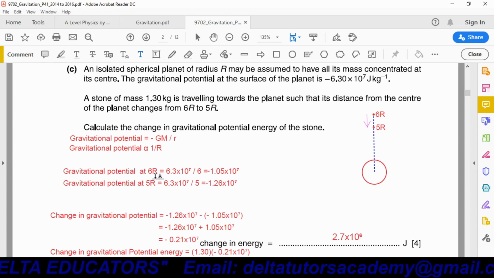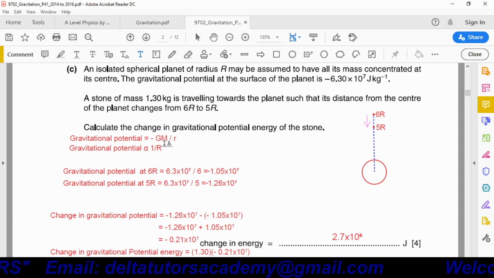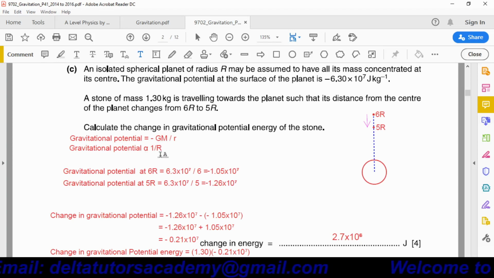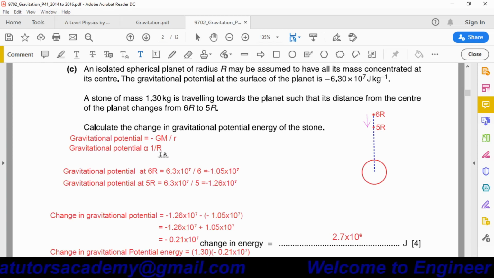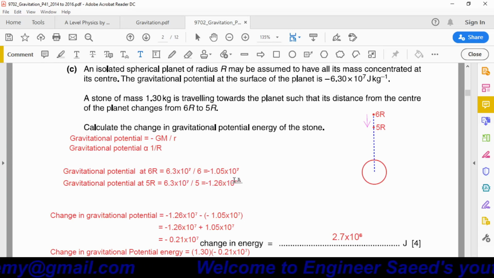Gravitational potential is given as minus GM over r. In this equation, G is the universal gravitational constant and M is the mass of the planet. For a particular case, the mass of the planet is constant, so gravitational potential is inversely proportional to the separation between them. It means gravitational potential depends only on the distance between the object and the planet. So gravitational potential at 6r will be equal to the surface potential divided by 6. That will give us the answer minus 1.05 into 10 power 7.